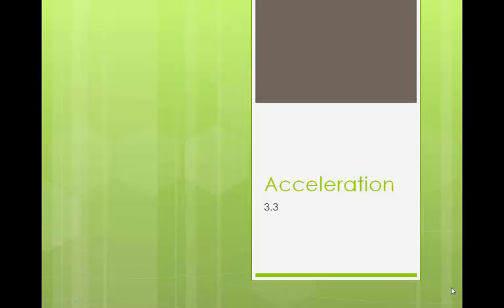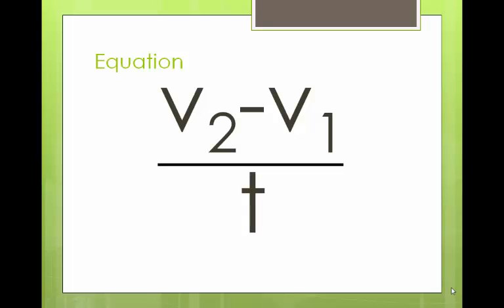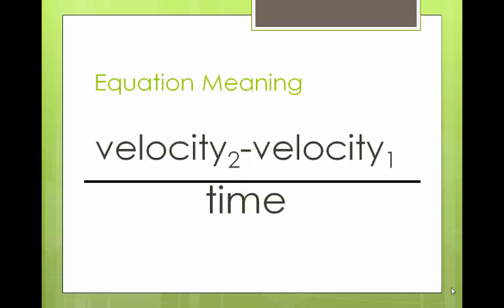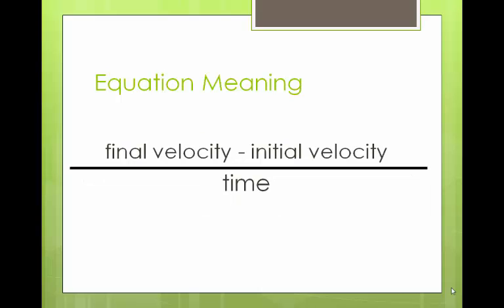Today we're going to talk about acceleration. Here's your equation, v2 minus v1 over t, and we'll explain what that means here in just a few minutes. Velocity 2 minus velocity 1 divided by time, which means the final velocity minus the initial velocity divided by time. So you take your starting velocity and subtract it from your final velocity and divide it by time.